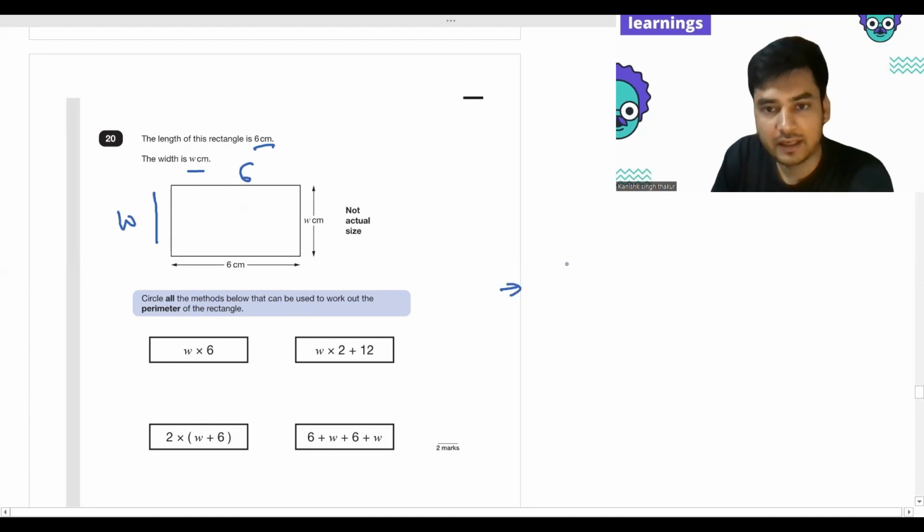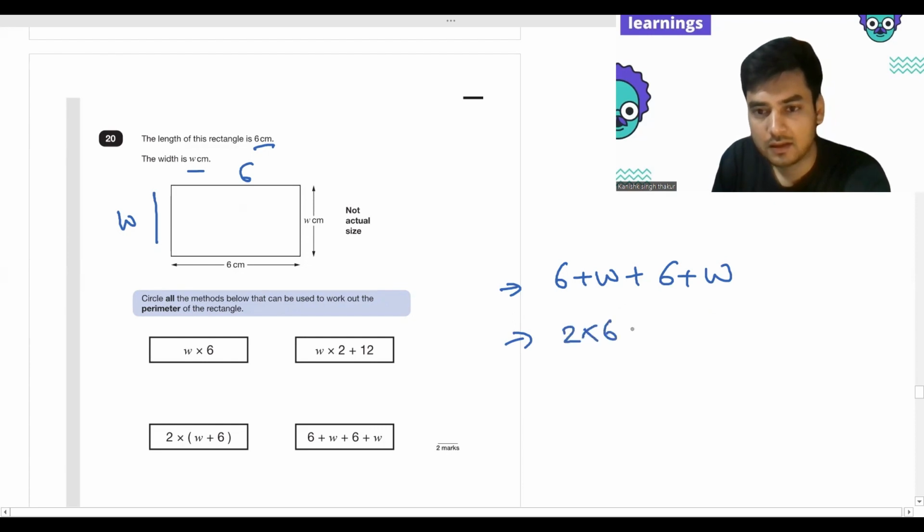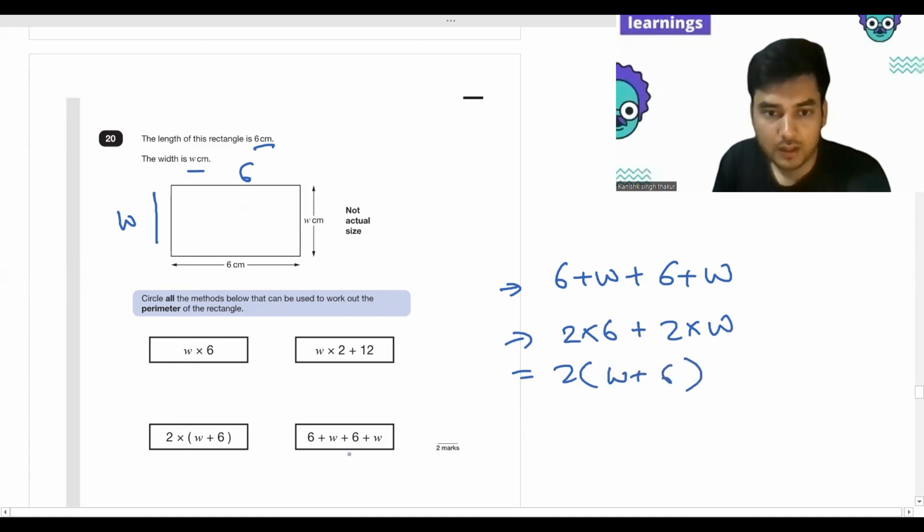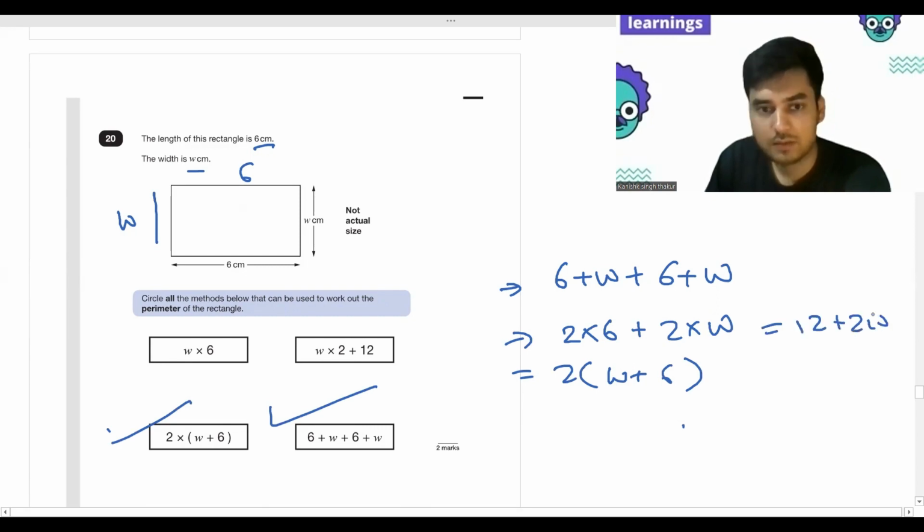So the first way you can get is 6 plus W plus 6 plus W. Now you can rearrange and write it also as 2 times 6 plus 2 times W. Or you can take this 2 common, so you will have 2 times W plus 6. This 2 will come outside. And 2 times 6 gives you 12, so you can write it as 12 plus 2 times W. So yeah, all three are correct.